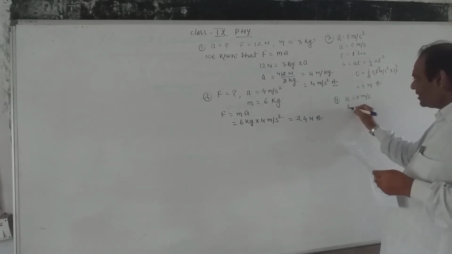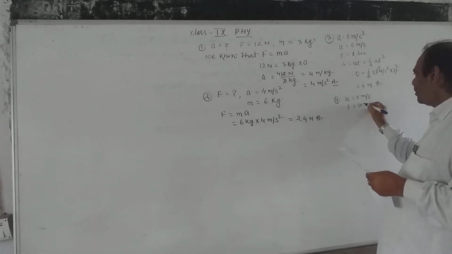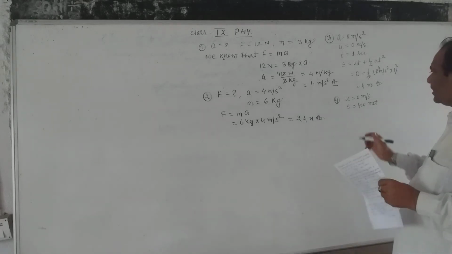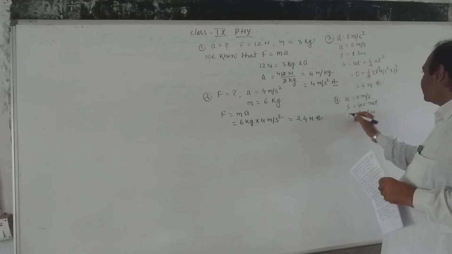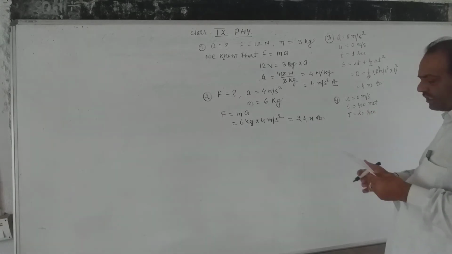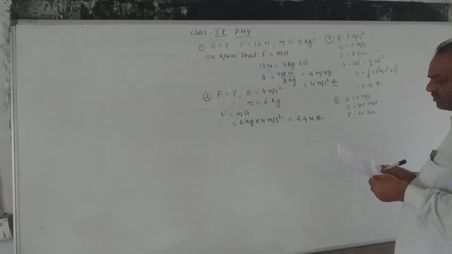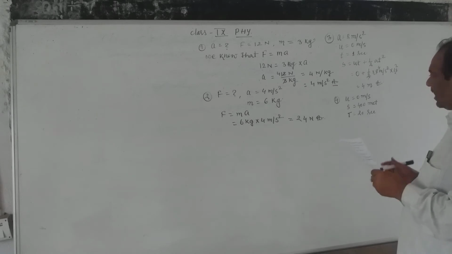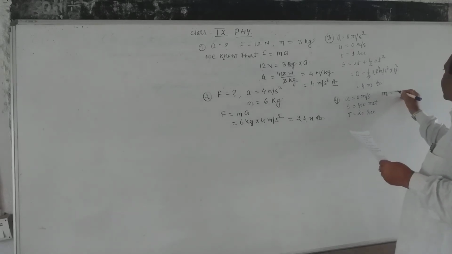Distance means s is given here. S is 400 meter. After that, t is equal to 20 seconds here given. Find the acceleration and force acting. Its mass is 7 metric ton. Force, mass m is equal to 7 metric ton.